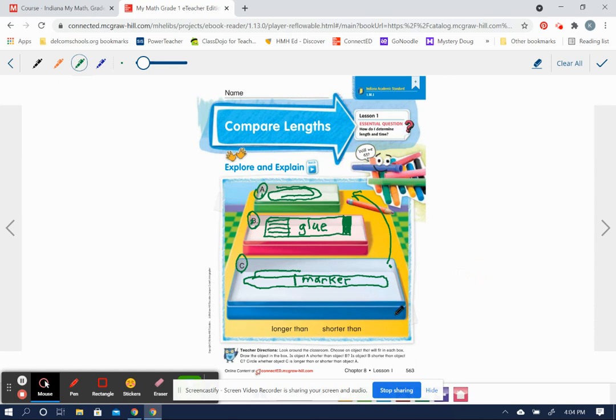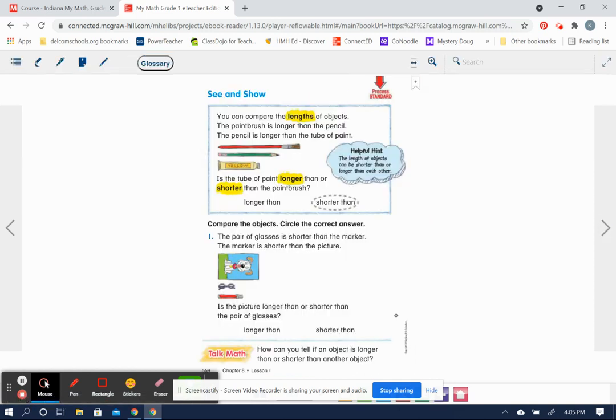Okay, would you say that this marker is longer than the paper clip, or would you say that it is shorter than the paper clip? Yeah, I hope you said that it is longer than the paper clip. It is. All right, and so then on the back of that page, of course, in the box is kind of another review of what we've just talked about. You can compare the lengths of objects, and notice that lengths is highlighted in yellow, so that means that it's one of our vocabulary words.